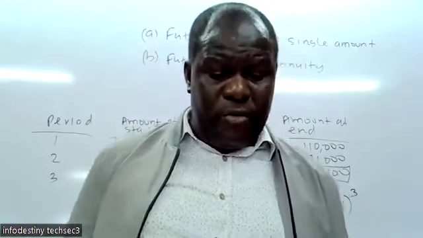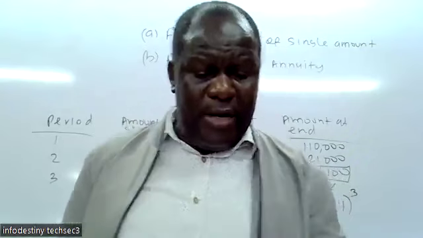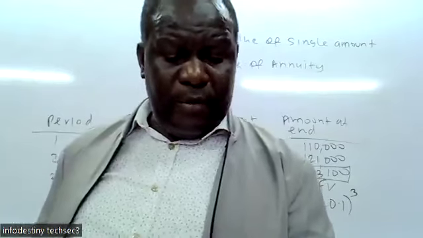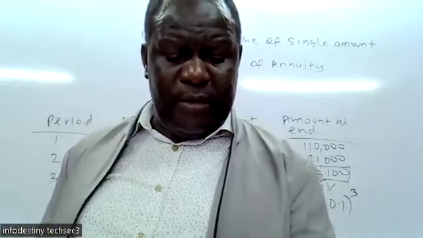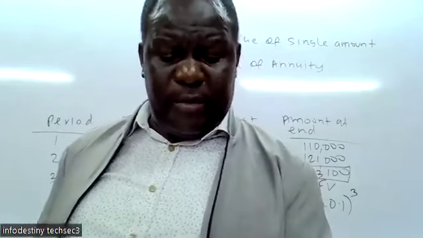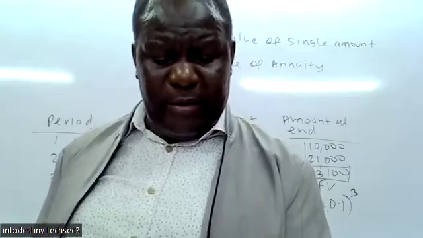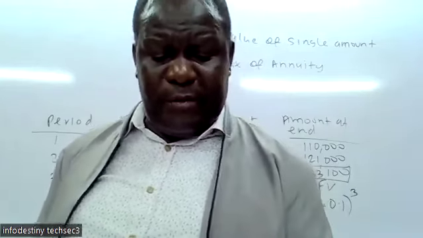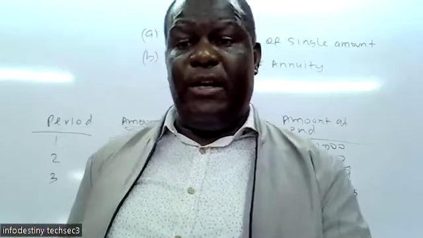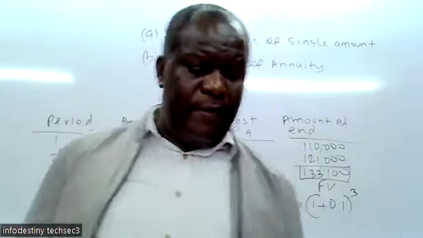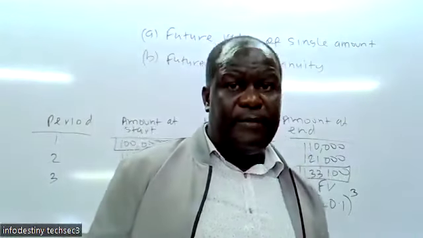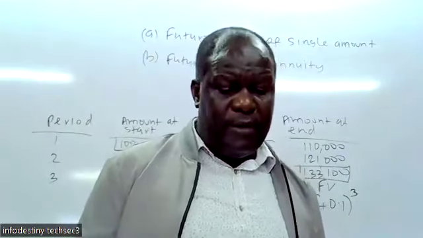So in an illustration, we can summarize that. Consider an individual who expects to receive shillings 10,000 at the end of each year for the next 3 years.